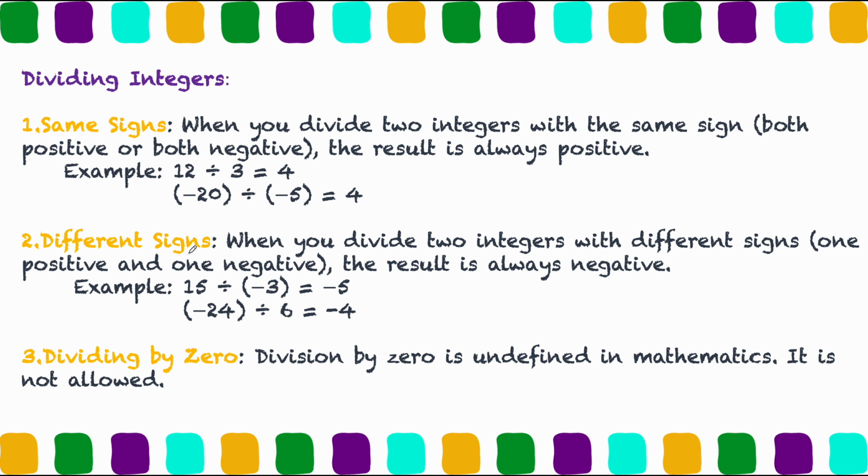Now, when we have different signs, a positive and a negative, and we are dividing, our answer will be negative. So if we have positive 15 divided by -3, our answer will be -5. And if we have -24 being divided by a positive 6, our answer will be -4.